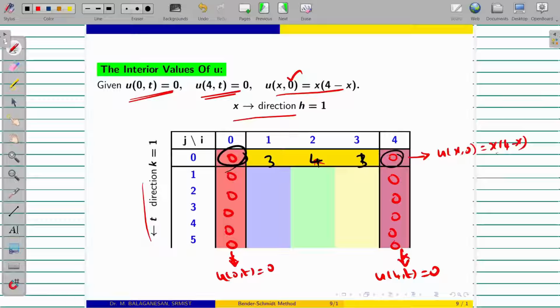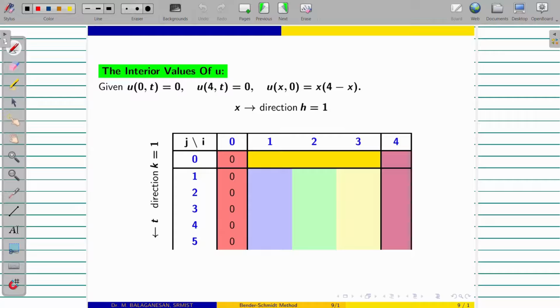That's it, guys. In the x direction, the step size we have written with the help of the given one. In the t direction, the k value we found and the step size, and all three boundary and initial conditions we have completed. Is it clear? Right. Now we have to find the interior values.